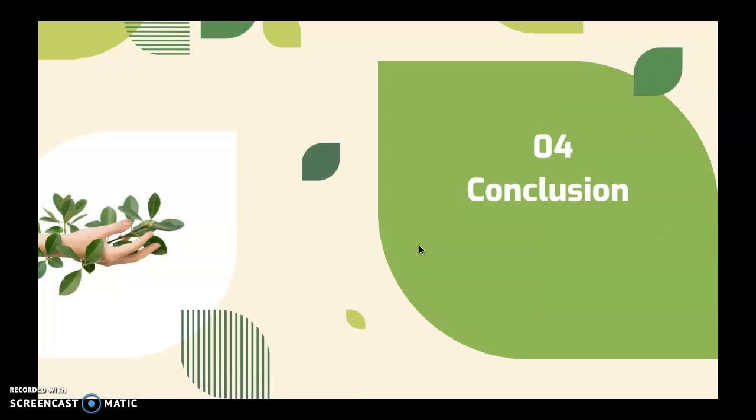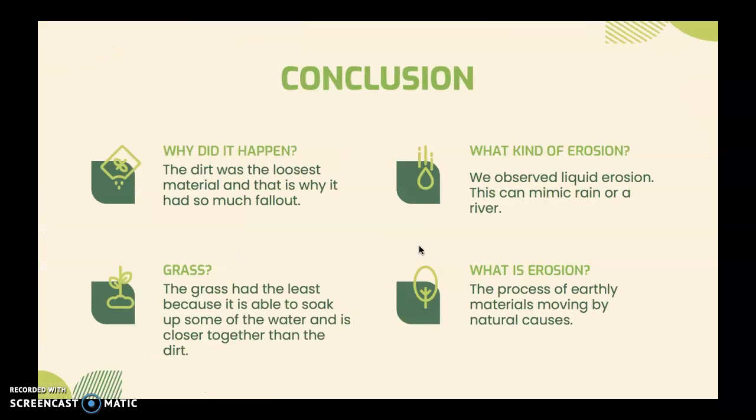So finally, the conclusion. So why did it happen? The dirt was the loosest material, and that is why it had so much fallout, because the water was able to pick up more of the dirt and move it along. What kind of erosion? We observed liquid erosion, so this could mimic rain or a river.